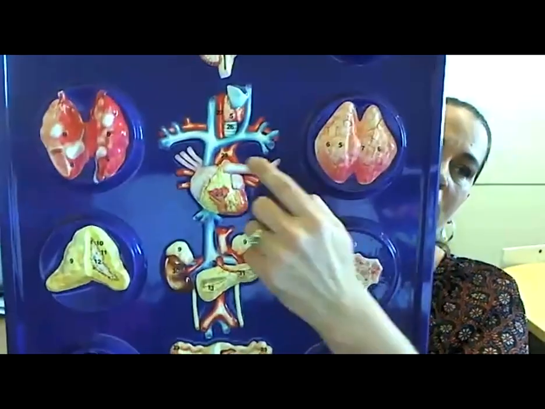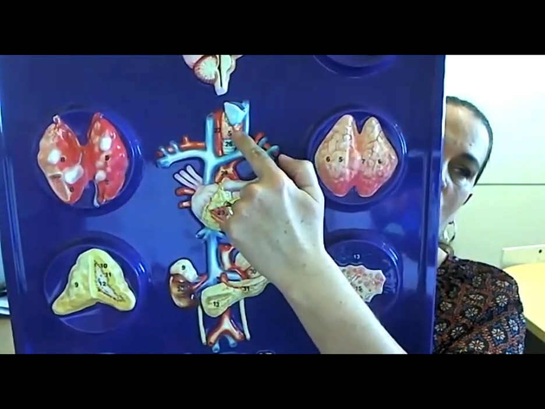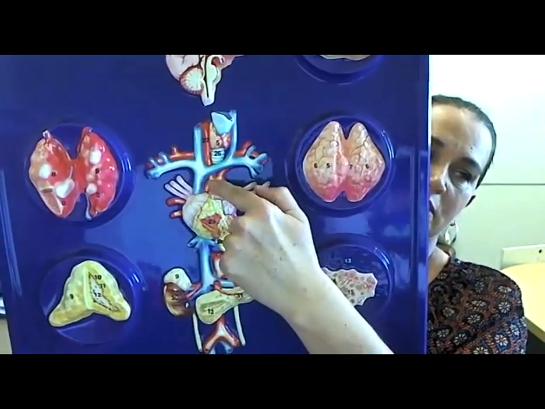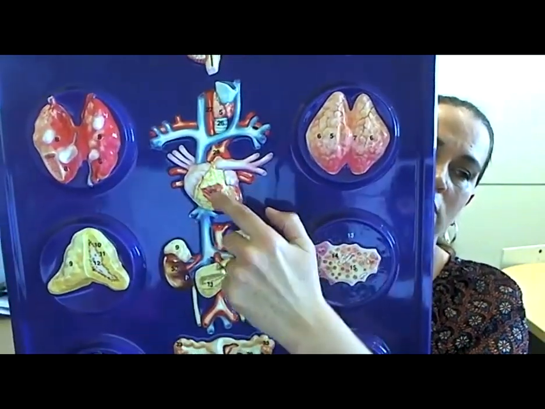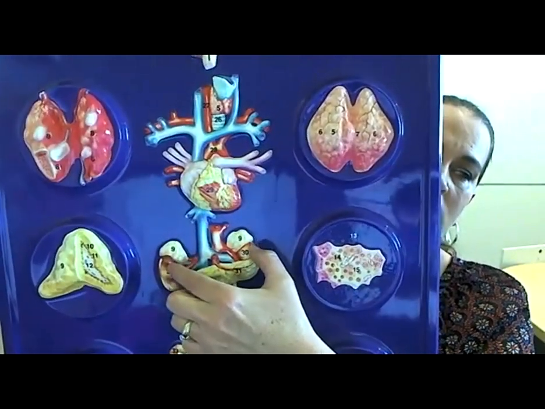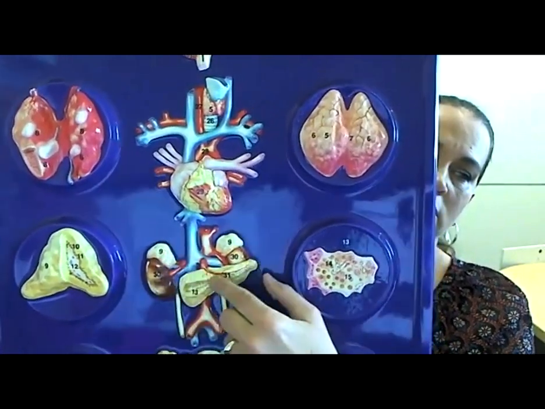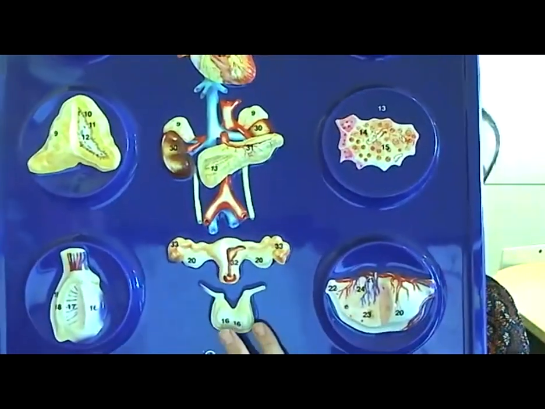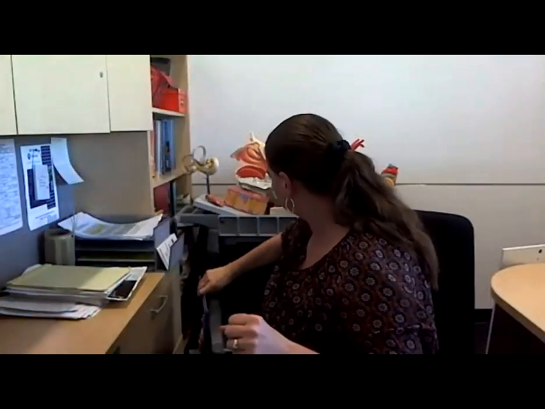Okay, so again, thyroid, the thymus would be here. The only place I can ask you a thymus is a picture. The heart, kidneys, adrenal glands, pancreas, ovaries, testes. Okay. So that's the endocrine system.